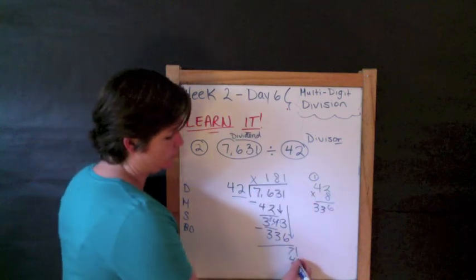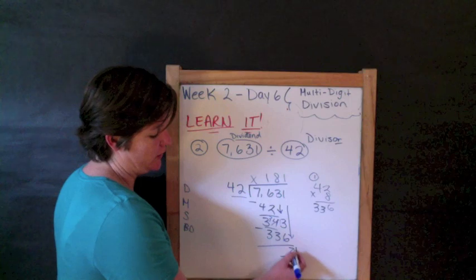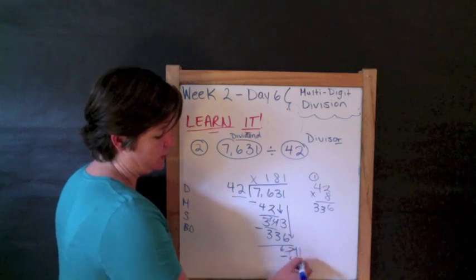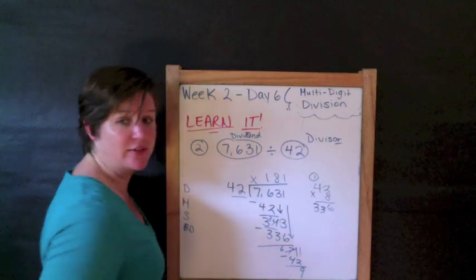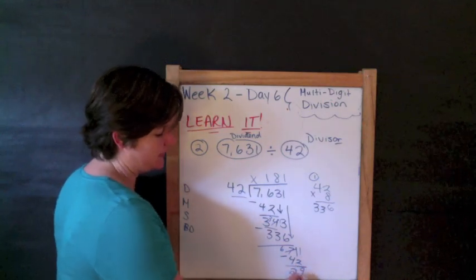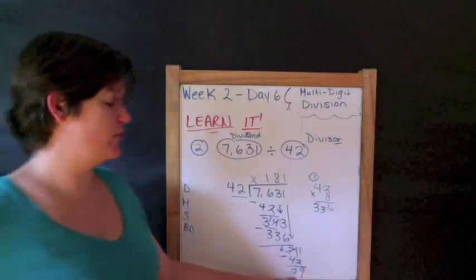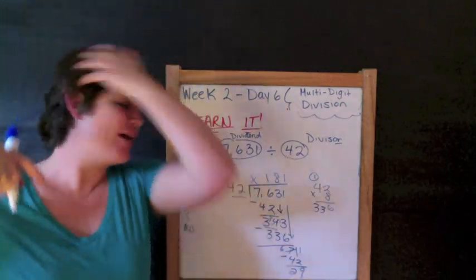1 times 42 is 42. Subtract. What can I do? We need to regroup. 11. 11 minus 2 is 9. Can you see? Yes. 6 minus 4 is 2, so 29. And my remainder, 29, is less than my divisor, so we are happy about that.